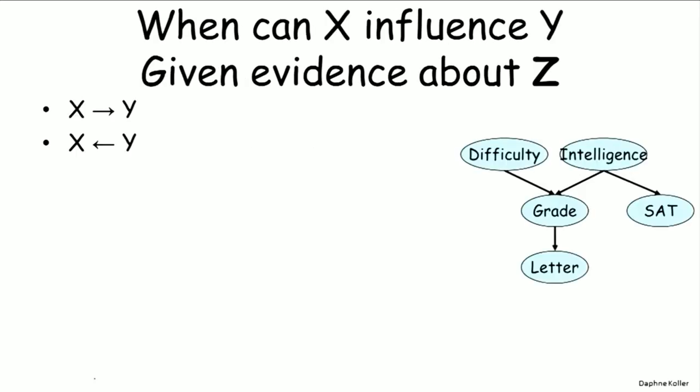Now let's look at a more interesting case. Now we have some set of observations, which we're going to denote by a set of variables Z. So now we have this set of variables Z, and the question is, when can X influence Y given evidence about Z?